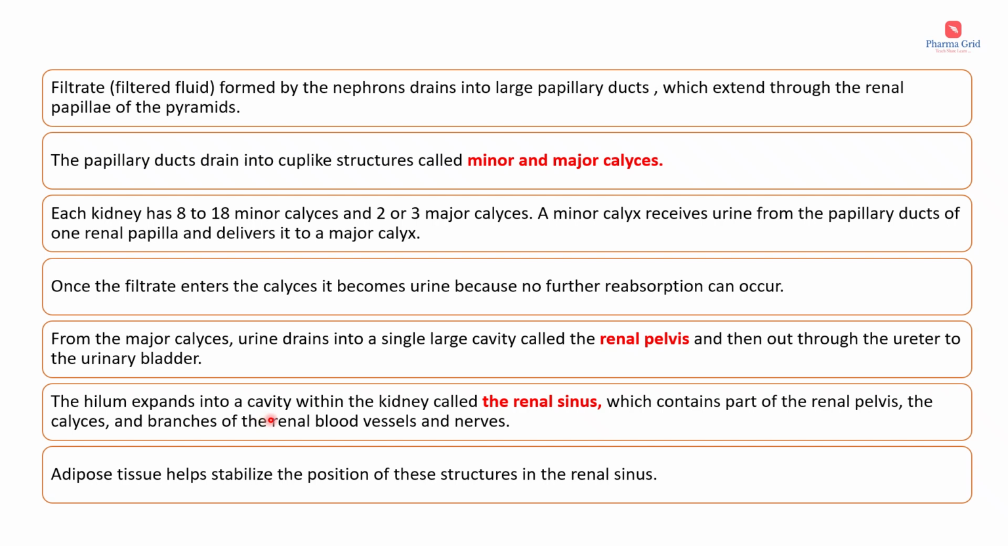The hilum expands into a cavity within the kidney called the renal sinus, which contains part of the renal pelvis, the calyces, and branches of the renal blood vessels and nerves. Adipose tissue helps stabilize the position of these structures in the renal sinus.